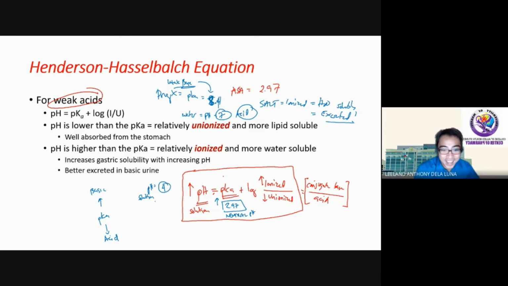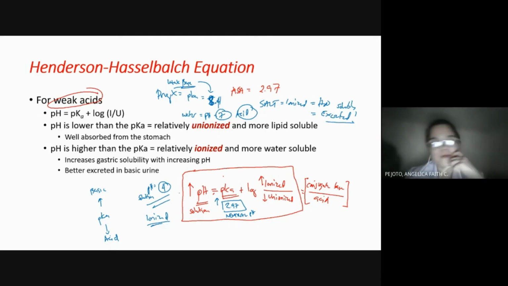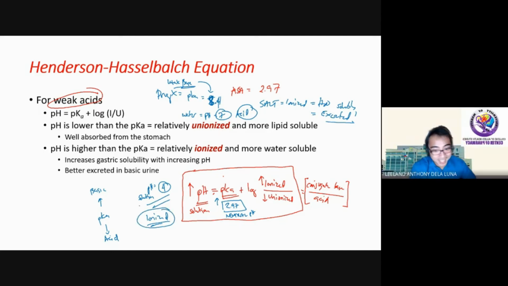Very good. A solution of pH 4, exposing aspirin to that, will create more ionized species. It means my aspirin will exist mostly in its ionized state, in its conjugate base form. Are we clear? So what do I expect? Absorbed or excreted? Majority will be ionized, so majority will be excreted. Does that make sense?